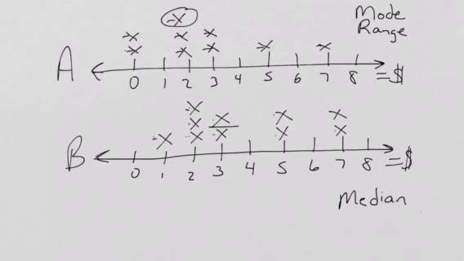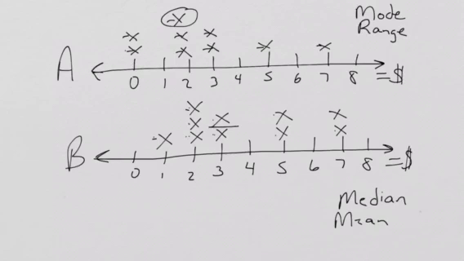So the median for Class A was $2. The median for Class B was $3. What does that tell us? Well, Class B might have slightly more money, or at least the upper half probably does, because their median is a little higher. Now, another way we can measure is the mean.